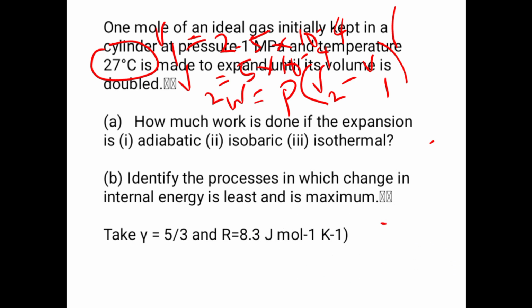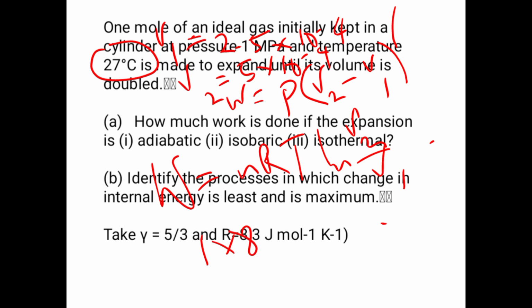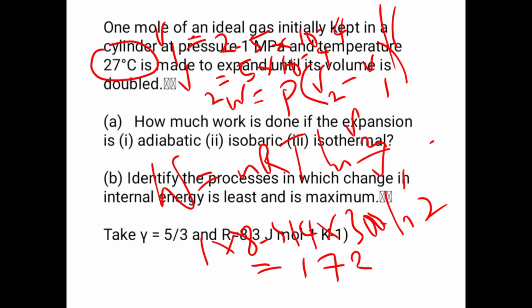Then the work done in isothermal condition, we can say W is equal to nRT ln V2 over V1. n is 1, R is 8.314, T is 300. Now ln V2 over V1: they say V2 is twice that of V1, so this should be ln 2. So we can use our calculator to get that, and that will give us 1728.8.